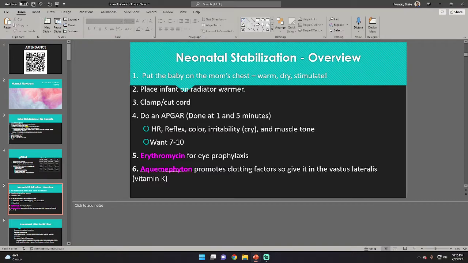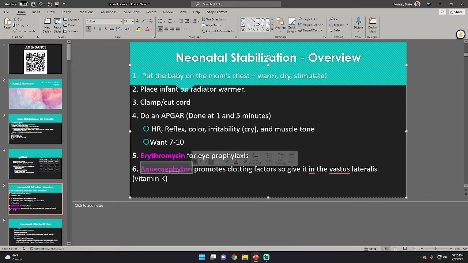We have two meds here, erythromycin for eye prophylaxis and AquaMephyton. And please remember this here. AquaMephyton is going to be a very important word because a lot of students may only write it down on their spirals as being vitamin K, but you never know. On a test question, she could give you this, and just be able to memorize that. Know that we're not giving anything in the gluteal. We're using vastus lateralis.